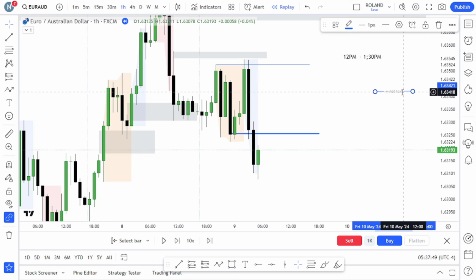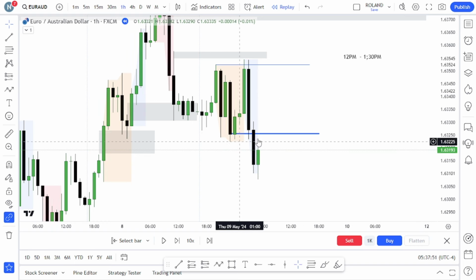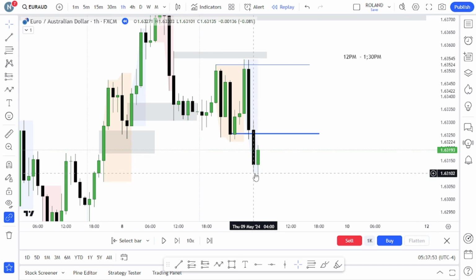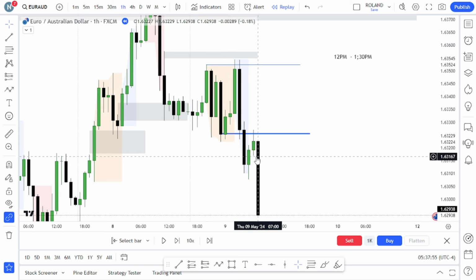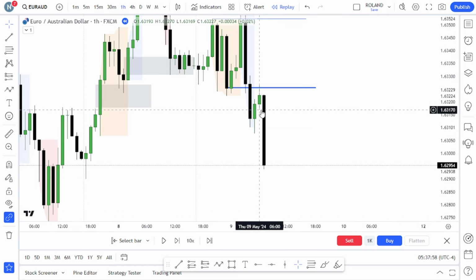But let's see in this case. So let's continue. Like I was saying, now it's not yet time. It's supposed to be 7 a.m. Eastern time before we take this trade. Okay, now it's 7 a.m. Eastern time. We had this drop. This is our midnight.